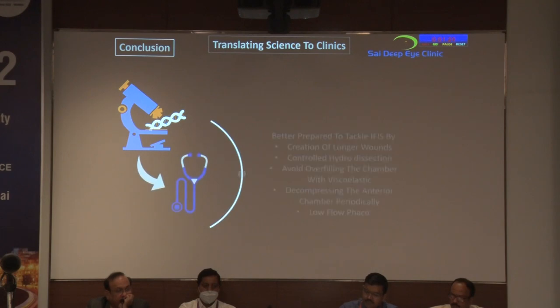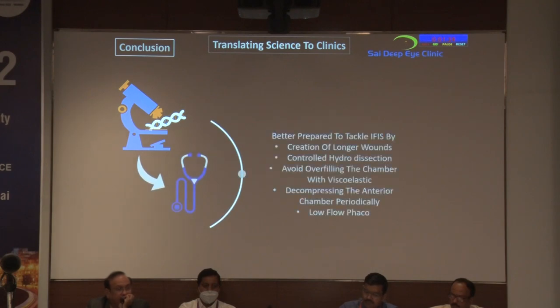So how do we translate this science into our clinics? When we know that these patients are going to suffer from IFIS intraoperatively, we are better prepared to tackle it by creation of longer wounds, controlled hydrodissection, avoiding overfilling the chamber with viscoelastic, decompressing the anterior chamber periodically during the surgery, and doing a low flow phaco.